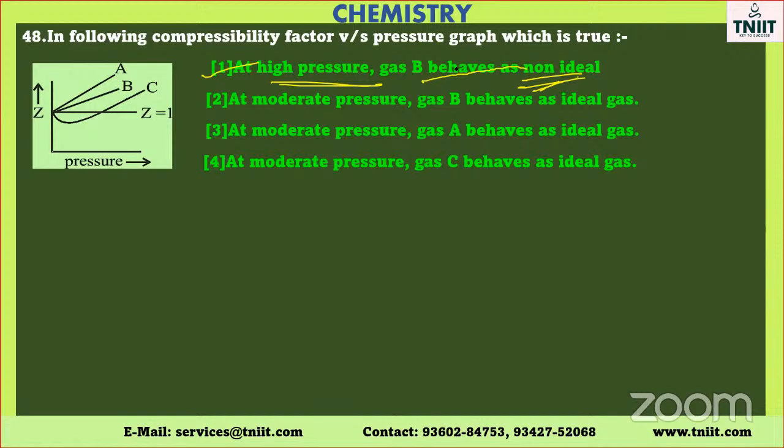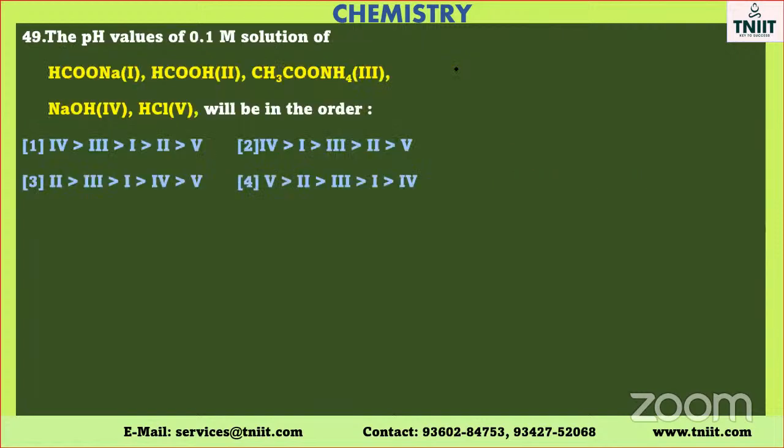Next question. The pH value of 0.1 molar solution of sodium acetate, formic acid, ammonium acetate, sodium hydroxide, and HCl. The pH value of 0.1 molar solution will be of the order. Sodium hydroxide is a very well-known base, so it will be high. Therefore, it will be 4, greater than sodium acetate.